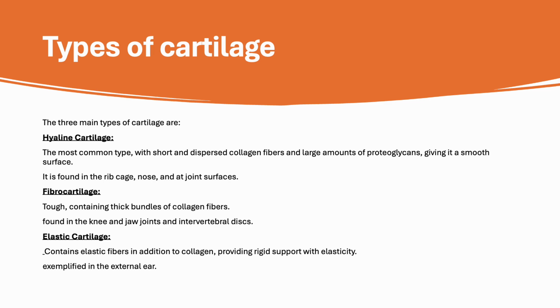The fibrocartilage is tough, containing thick bundles of collagen fibers, and we can see it in the jaw joints and in the vertebral disc. The last one is elastic cartilage, which has elastic fibers in addition to collagen fibers. It's rigid with elasticity, exemplified in the external ear.